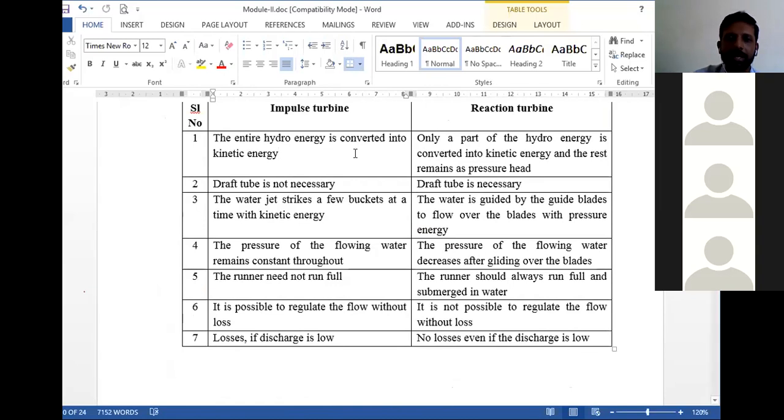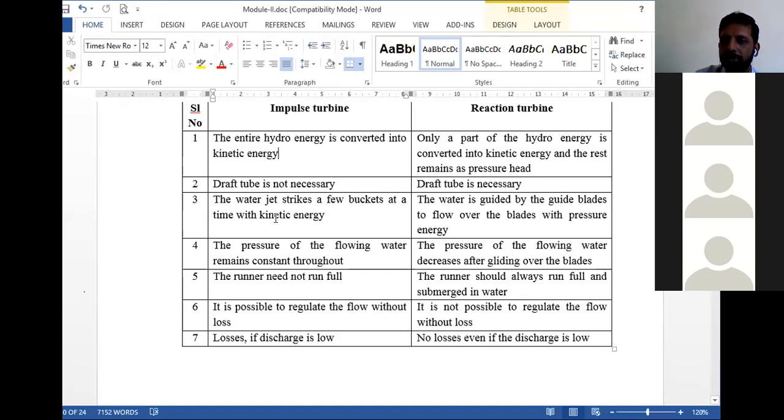Okay. Next thing, the next difference is that in an impulse turbine, a draft tube is not at all required. But for a reaction turbine, since we have to create that pressure difference, a draft tube is a must. It should be there for any type of reaction turbine.